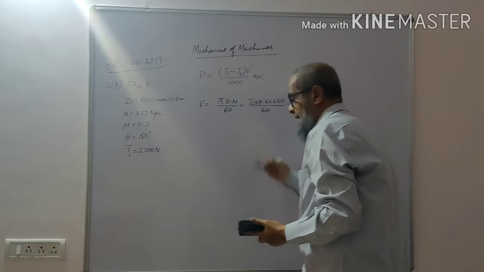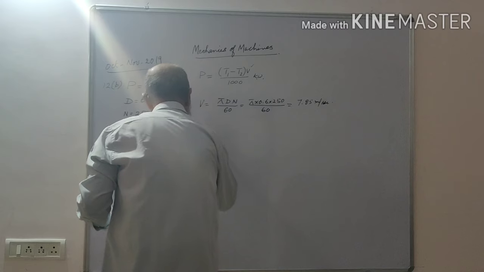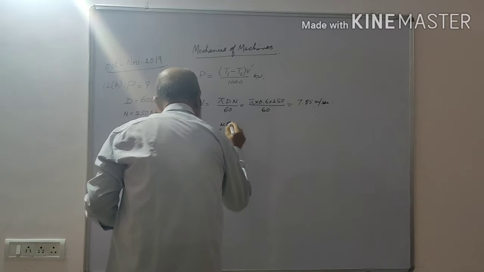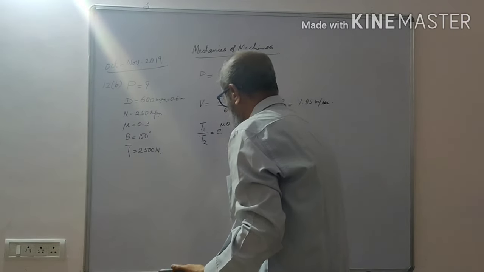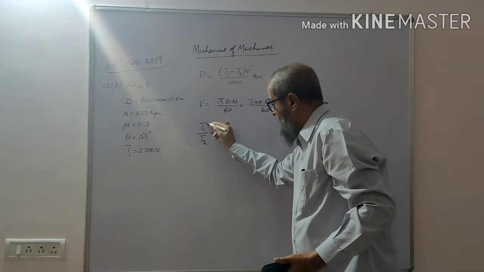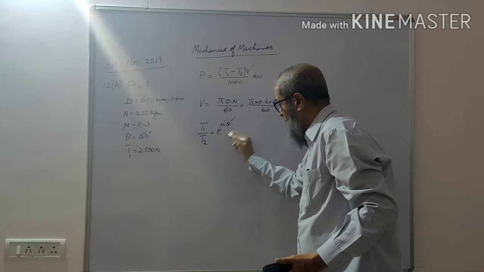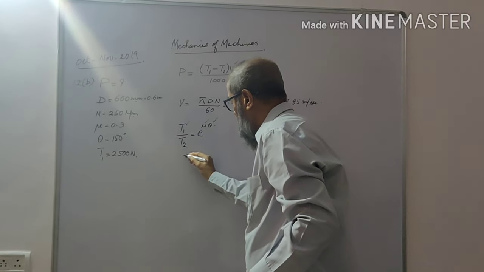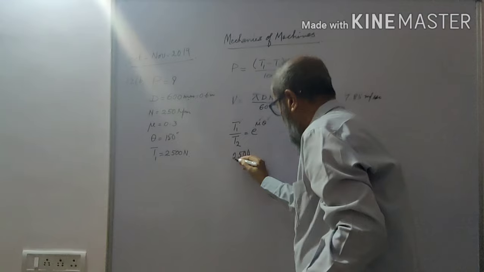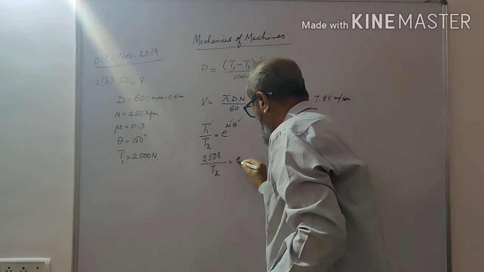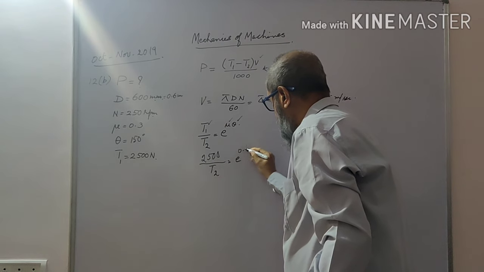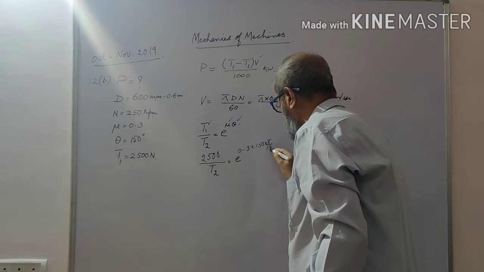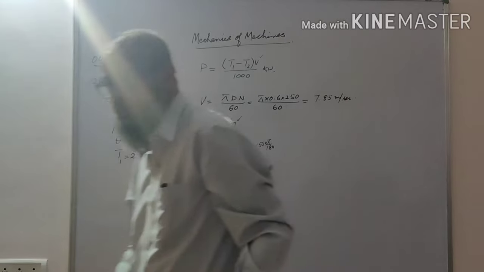So I got this. Next, to find T2, I know T1 by T2 is equal to e to the power of mu theta. Here, this is called the tension ratio. T1 we know. I know mu. I know theta. So I can get T2 from here. Now, T1 is 2500 divided by T2 is equal to e to the power of mu, which is 0.3, theta is 150 degree. That should be in radians, so it should be multiplied by pi by 180 to convert it into radians.